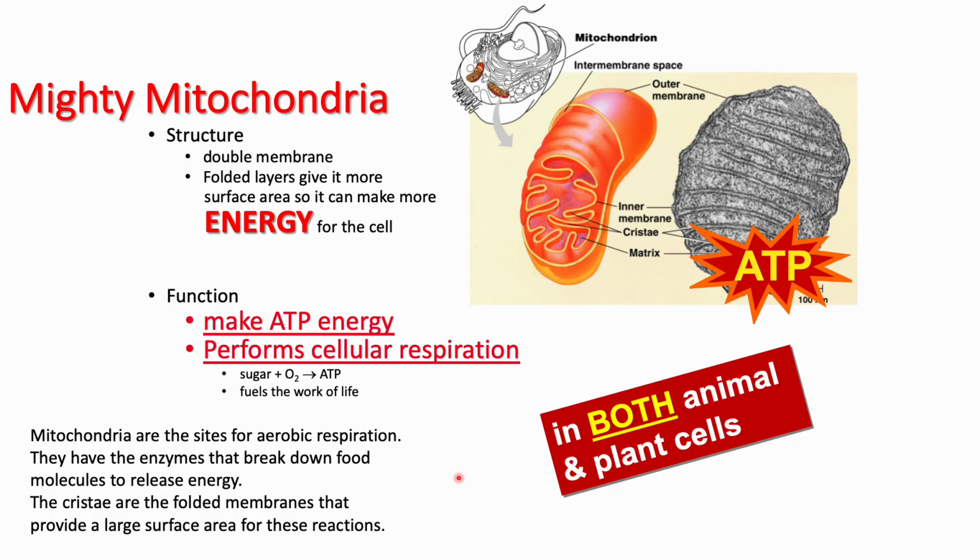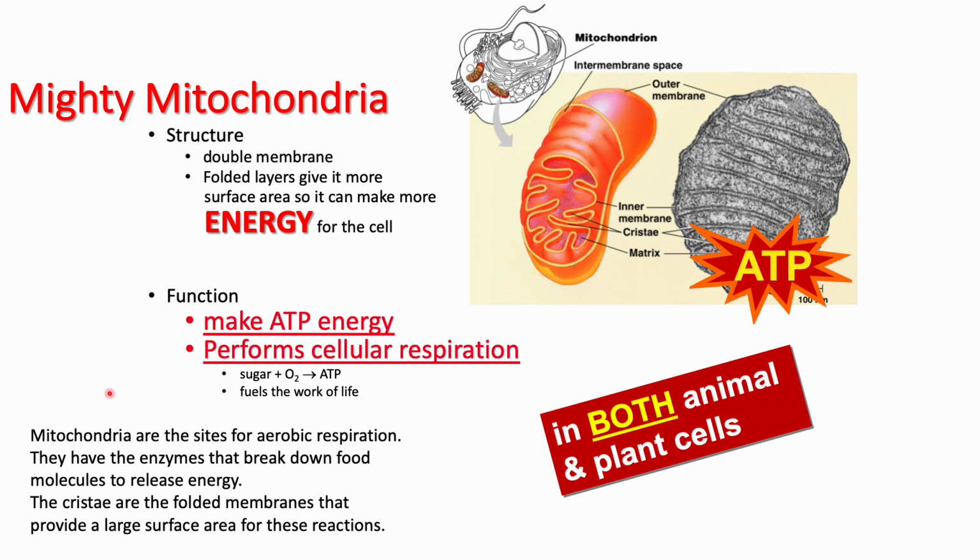Looking at the mitochondria, some call it the mighty mitochondria. Mitochondria has a double membrane. Some organelles have double membranes, some organelles only have one, but mitochondria has a double membrane. It's folded in layers to give it more surface area so it can make more energy for the cell.